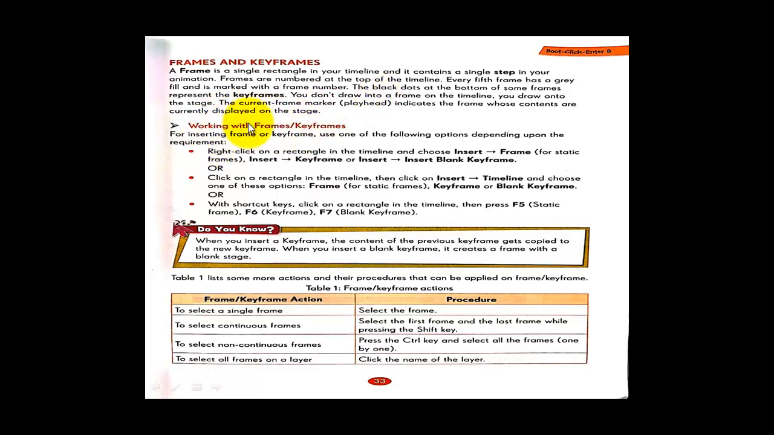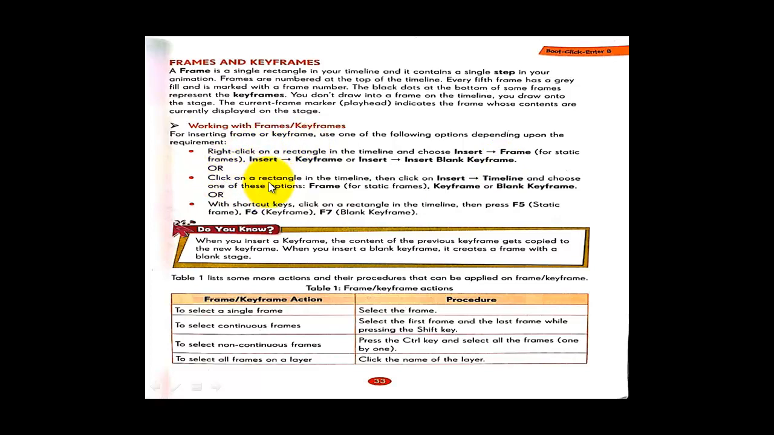Now, working with frames and keyframes. For inserting a frame or keyframe, use one of the following options depending upon the requirement. Right click on the rectangle in the timeline and choose Insert, then Frame for static frames, Insert Keyframe, or Insert Blank Keyframe. Or you can choose these steps.